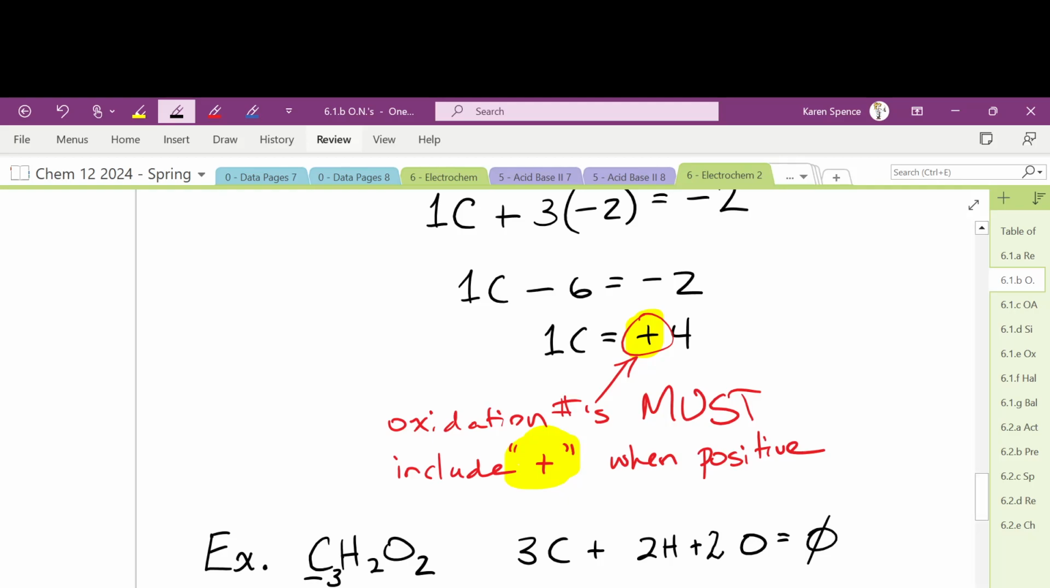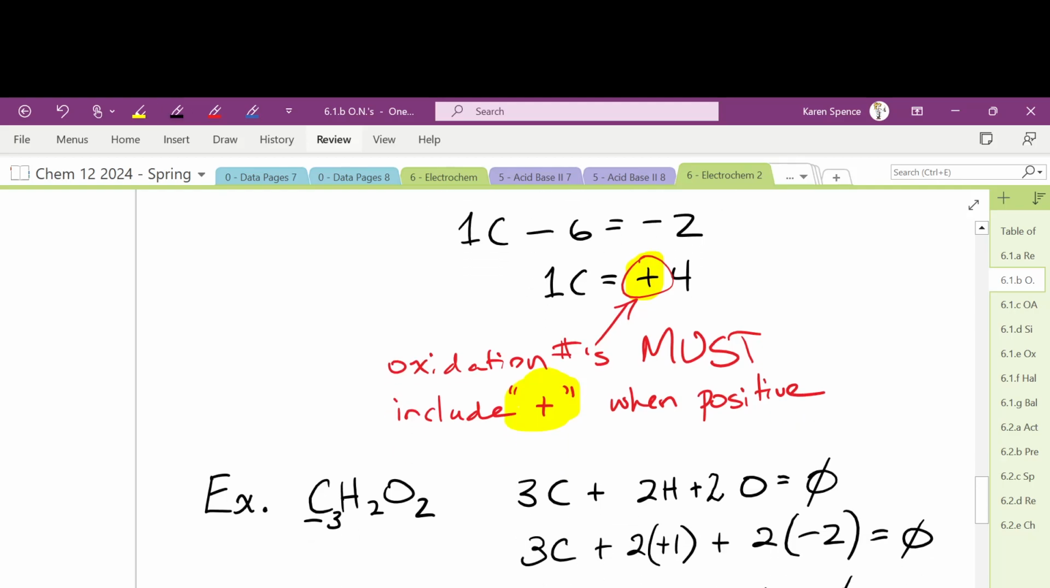So 3 carbon plus 2 times what? Positive 1. Because remember, hydrogen is not going to be -1 unless it's a hydride, which is sort of special. And 99% of the time, it's not going to be special. Okay. And then we have 2 times oxygen. Oxygen's oxidation number is -2. So we have 3 carbon plus 2 minus 4 equals 0.